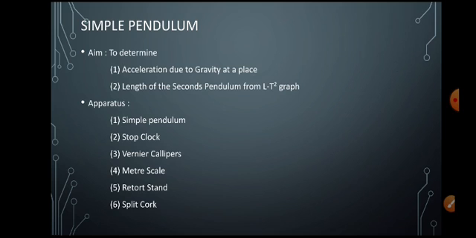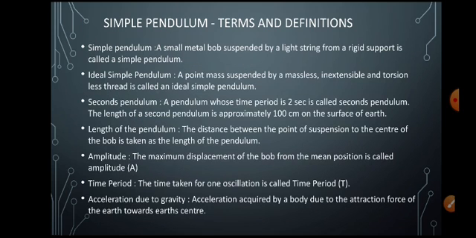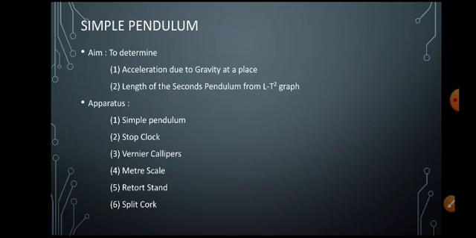So now these are the terms involved in the simple pendulum experiment. Now entering into the experiment. So what is the aim of the experiment? The aim is to determine the acceleration due to gravity at a place using a simple pendulum, and the length of the seconds pendulum from the L-T square graph. So these are the two aims we have.